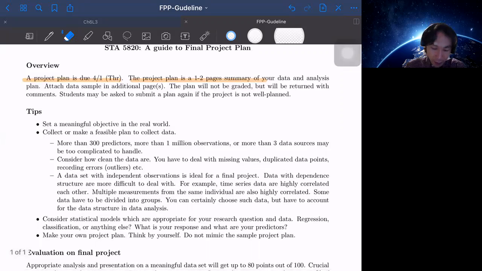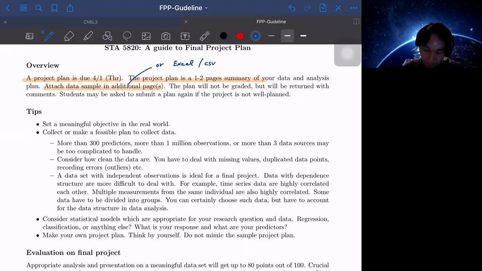And attach the data sample in additional pages. Okay, this was the instruction 2 years ago, but now you can submit online, so either as additional pages or in an Excel file or a CSV file. The plan will not be graded, but will be returned with comments. Students may be asked to submit a plan again if the project is not well planned.